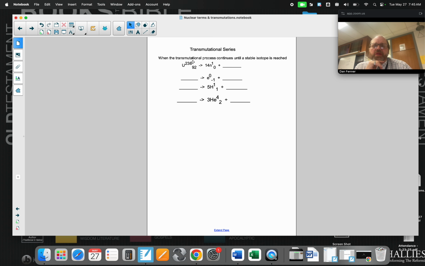So look at this one here, 92. 14 times 0 is 0. That's going to be 92. And then 238, 14, that's 224. So therefore, this would be a neutron emission. A neutron particle on the product side, that's why it's an emission.